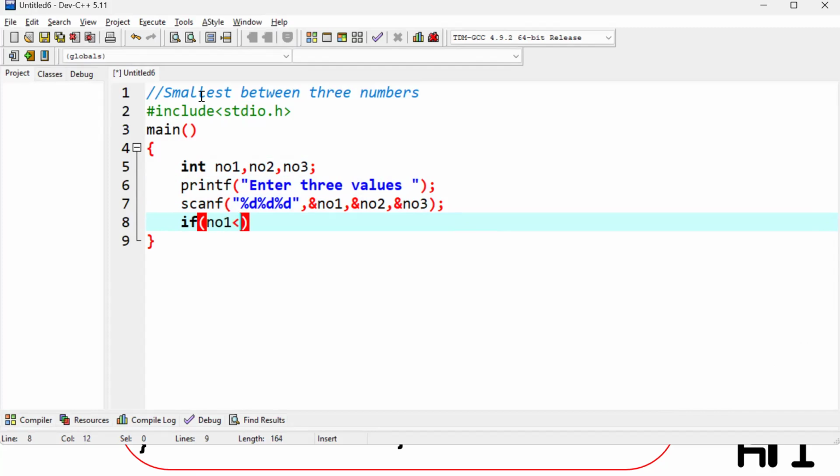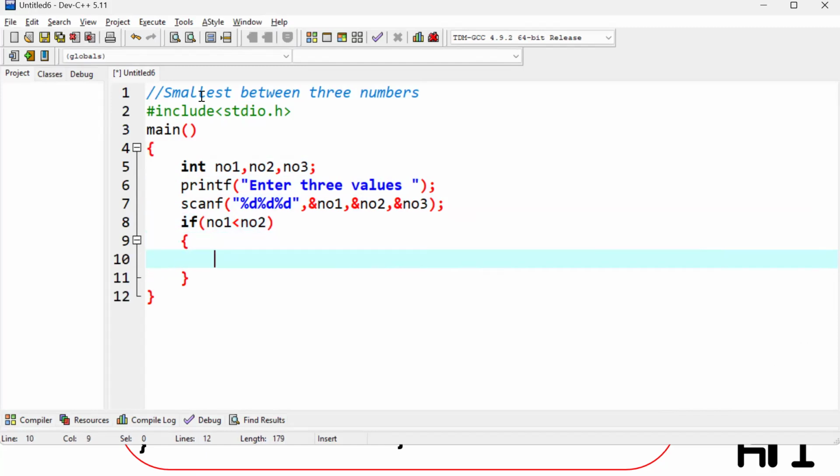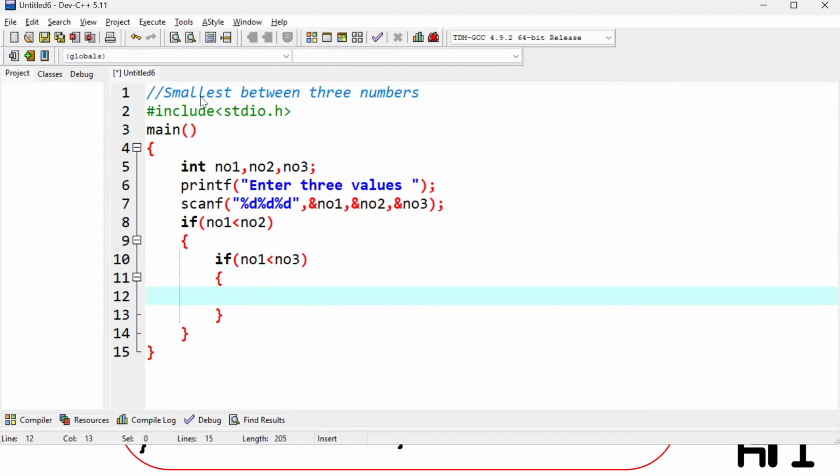What condition? If number 1 is less than number 2, and if it is true, I'll give one more condition: number 1 is less than number 3 or not. Okay. If both conditions are true, the smallest is printed with %d, and that is my number 1. Okay. So this statement I may need repeatedly, so let us copy it.